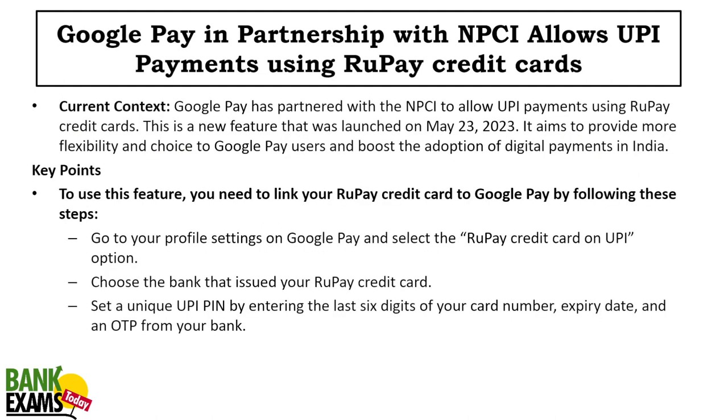Google Pay in partnership with NPCI allowed UPI payments using RuPay credit card. So till now it was not possible, but now you can link your bank account, and you can also link your credit card to Google Pay. Okay. So that is a possibility. Obviously 1.5 or 2% charges would be there, but Google Pay in partnership with NPCI allowed UPI payment via RuPay credit cards.